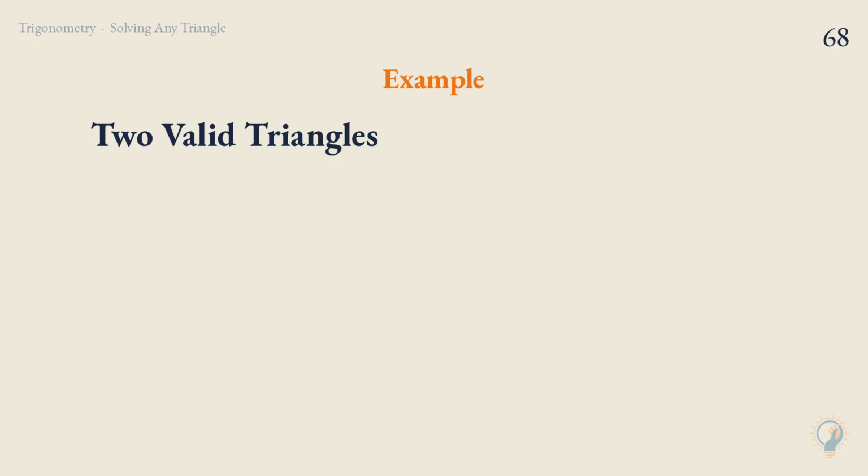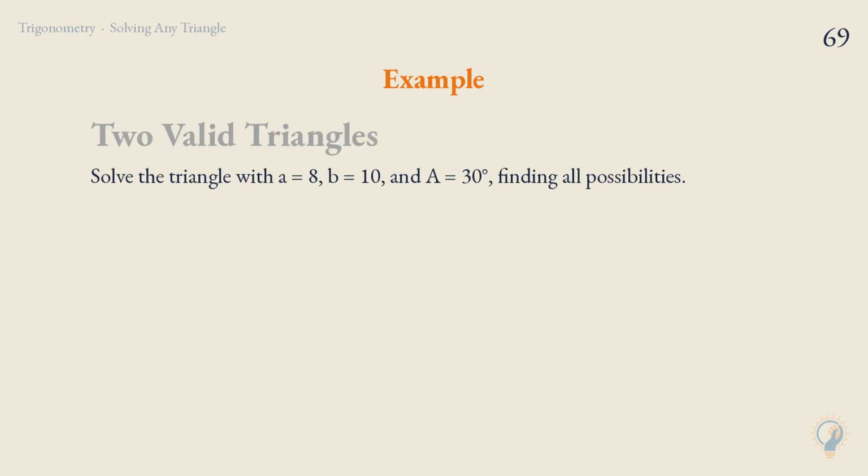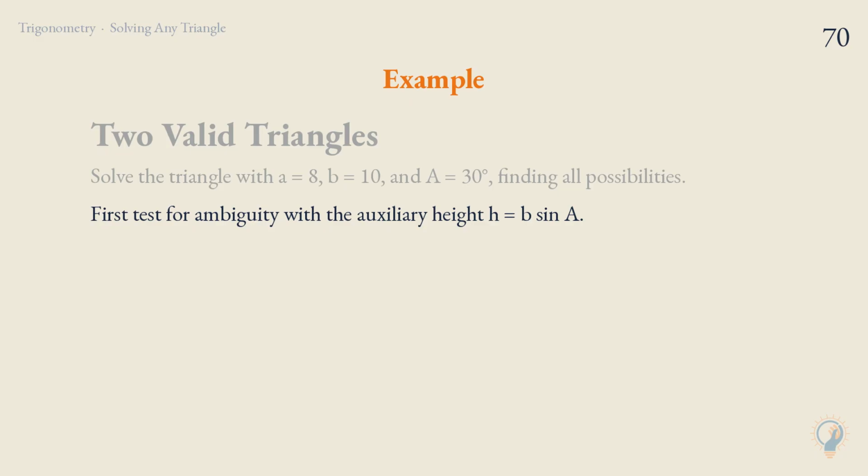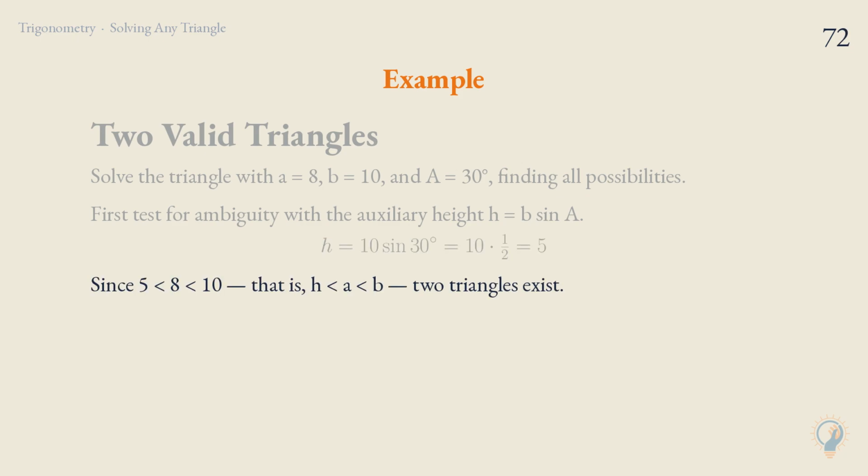Worked example, two valid triangles. Solve the triangle with A equals 8, B equals 10, and A equals 30 degrees, finding all possibilities. First test for ambiguity with the auxiliary height h equals b times the sine of A. H equals 10 times the sine of 30 degrees, which is 10 times 1/2, equal to 5. Since 5 is less than 8, which is less than 10, that is, h is less than A, which is less than B, two triangles exist.